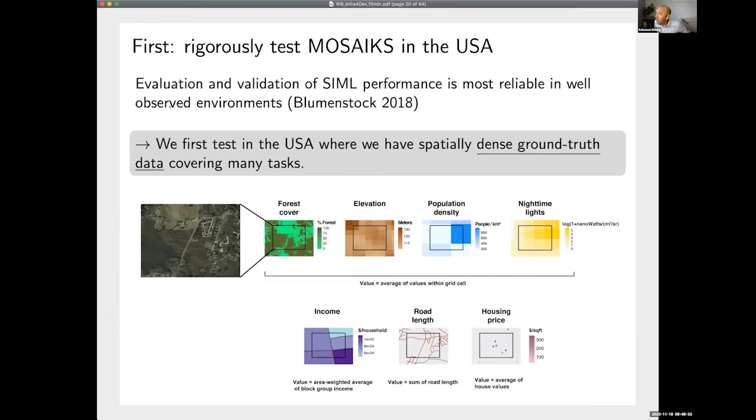We wanted to test both how fast it is and how well it works for a bunch of different problems. So we took it to the United States, and we work in the US first because, while we're very interested in going to developing countries where there's less infrastructure for data collection, we felt it was really important to go to an environment where we knew what was right and what was wrong, where we had really good data, so that we could rigorously evaluate its performance before going to a context where it would be used for decision making.